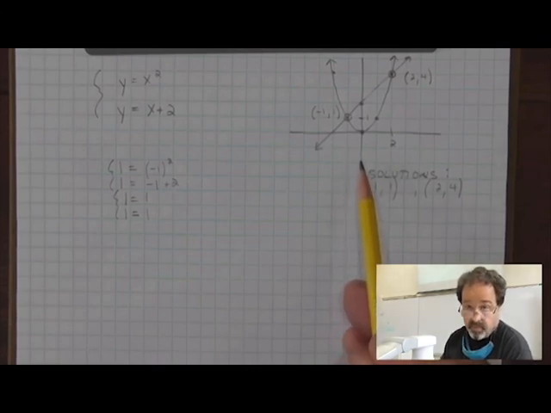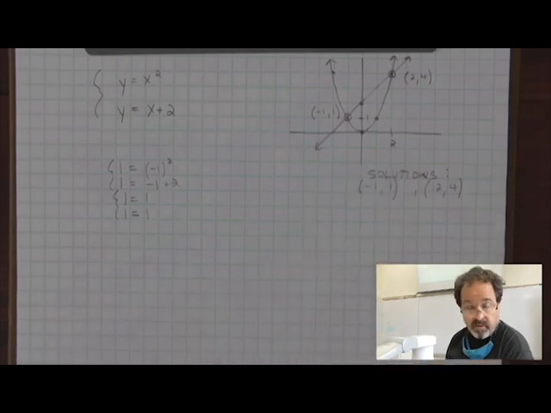So we have other more sophisticated algebra techniques to solve systems, including substitution and elimination, which are topics for future lessons.